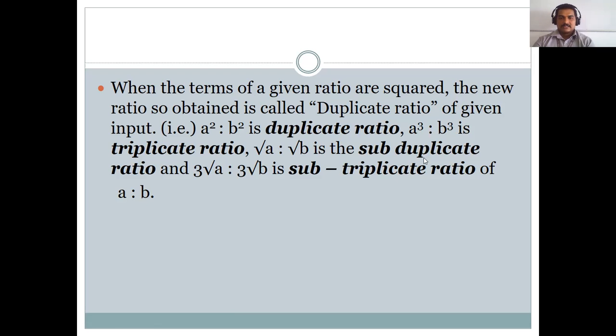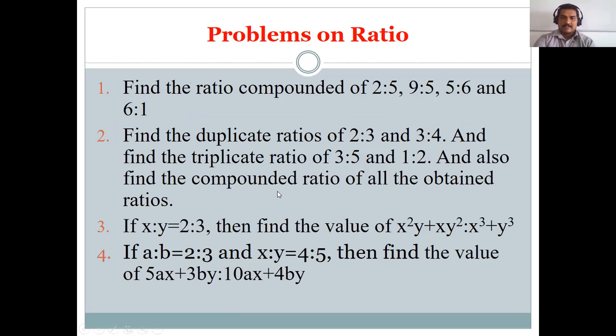That is called the triplicate ratio. Sub-duplicate ratio is the opposite of the duplicate, that means taking the square root of the given ratio. If we take the square root of the antecedent and consequent separately, that is called a sub-duplicate ratio. In the same way, sub-triplicate ratio means taking the cube root of the antecedent and consequent separately. These are the different ratios we have. By using these concepts, we will be solving problems.